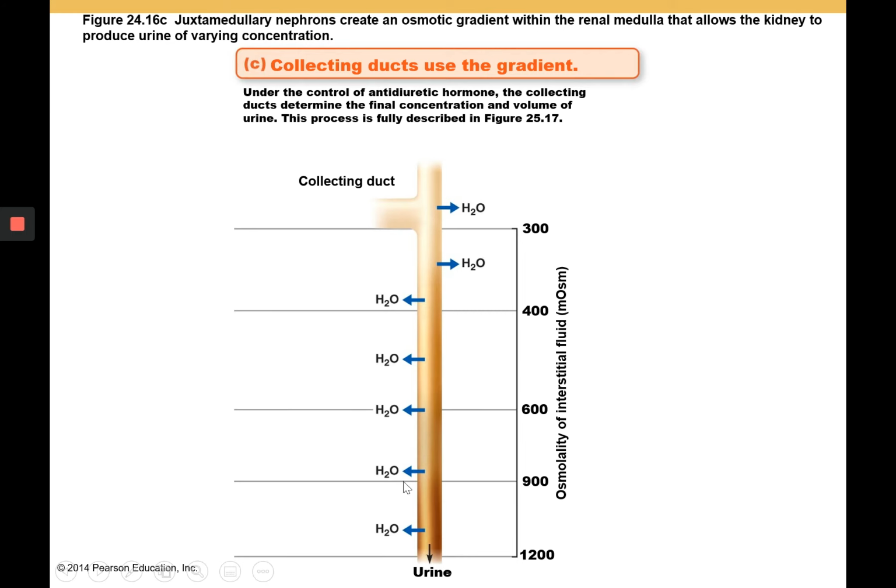And notice the collecting duct, it would be over here, the loop would be over here. It's allowing water to leave. That water is quickly going to be reclaimed by the vasa recta. So it's going to get more concentrated, as in more solutes are going to be near this bottom portion of the collecting duct. So we're going to see that under the control of the antidiuretic hormone, collecting ducts are going to be able to determine the final concentration and volume of urine.